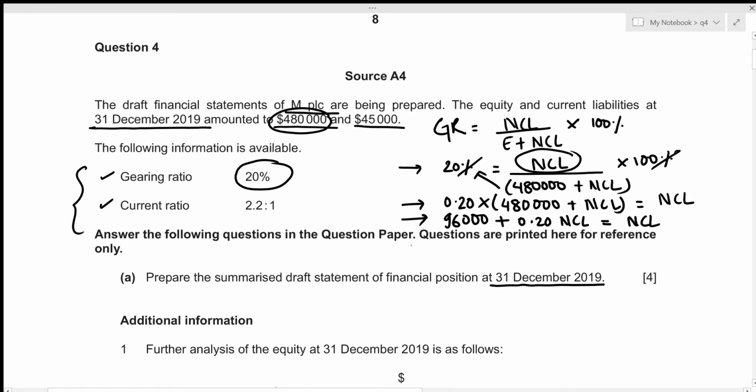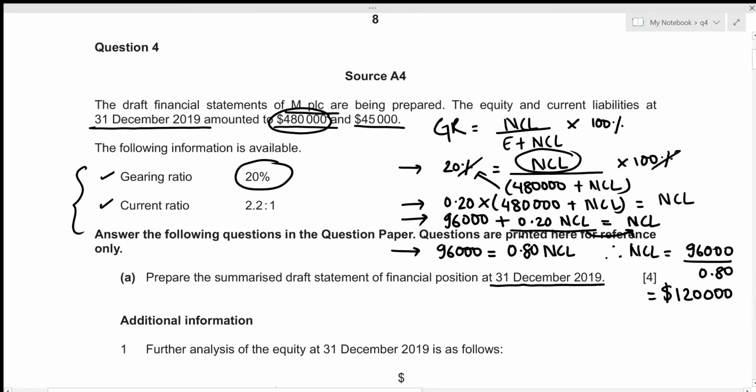Okay, so that's just going to be 96,000 equals to, we can just bring this term to the right hand side, right? So that's going to be 1 non-current liabilities minus 0.20 non-current liabilities, which results in the value of 0.80 non-current liabilities. Now we can easily figure out the final value for our non-current liabilities. That's going to be 96,000 divided by 0.80. So now this gives the value for non-current liabilities, which results in the value of 120,000.